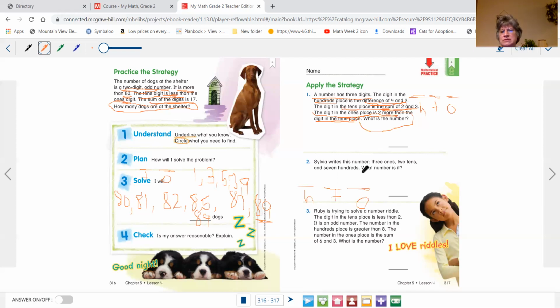But look at number 3. Once again, you got a lot of information going on. And if you don't look at it carefully and then underline, circle, go back and do one sentence at a time, it may trick you. So be careful. Think about what we did here. Okay, we're going to turn the page.